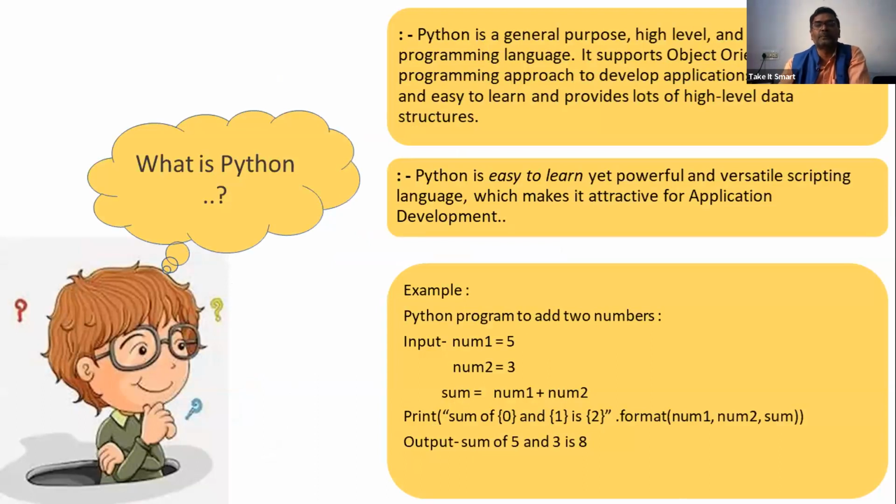Python is a general purpose, high level and interpreted programming language. A few of the words you need to understand here. It supports an object-oriented programming approach to develop applications. It is simple and easy to learn and provides lots of high-level data structures. So guys, is it clear here? It's general purpose, high level. So what is high level and low level?